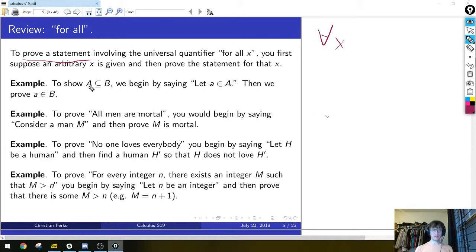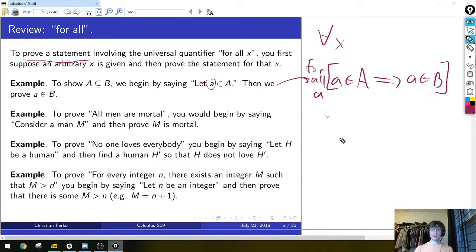So, for instance, if you want to show one set is a subset of another, we always start by saying let lowercase a be some element of the first set, A. So this is taking an arbitrary element x as given. So when we proved one set is a subset of another, you always start by saying let a be an element of A, and then you prove a is an element of B. And if you prefer, you can think of this as saying every a in A is in B, and you can wrap this all with a for all a, if you like.